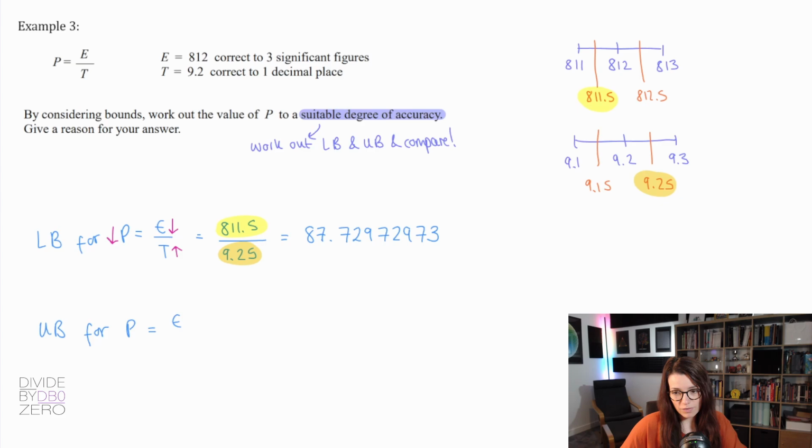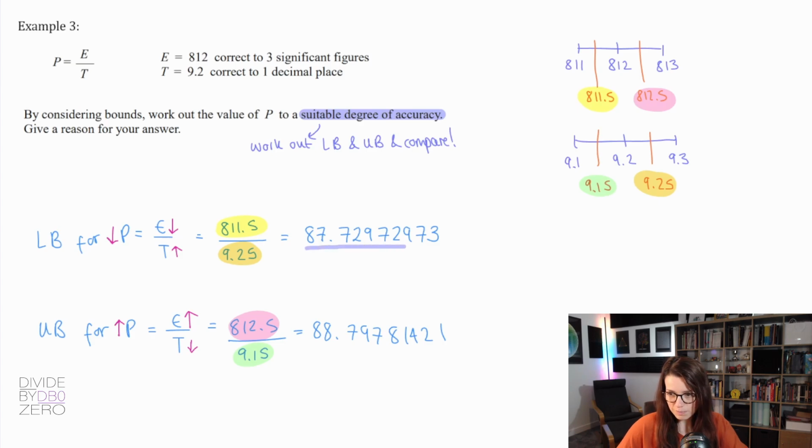Again, P was E divided by T, so let's think about that. If you want P to be as big as possible, then you want E to also be as big as possible. So starting off with a big number and then dividing by a small number. That will give you the biggest possible value of P. That translates into using the upper bound for E, which is there, 812.5, divided by the lower bound for T, which was 9.15. When you type that into your calculator, you get 88.79781421. And now we're ready to compare those two answers.